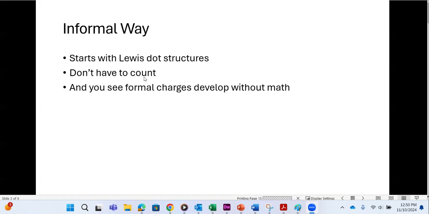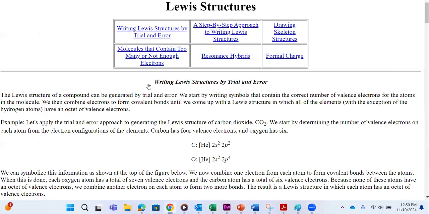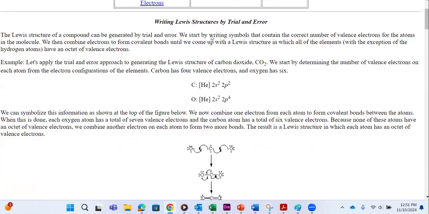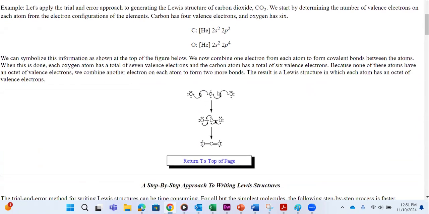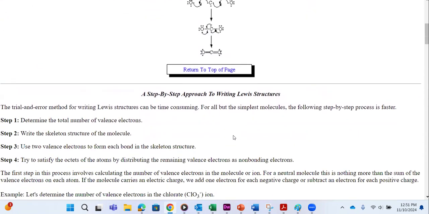With the old way, you had to do a bunch of structures and then use formal charges and things like that to help you decide which way is the correct one. So just a little reminder about the informal way. This is a site from Purdue Gen Chem and very nicely done. Just talking about, again, it's the valence electrons we look at, and we can do this kind of informal way for doing it. And that's what I show for it.